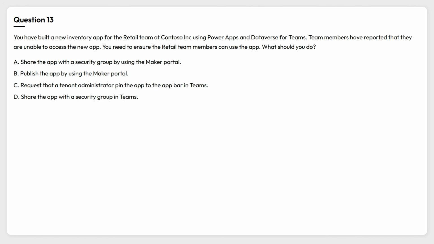Share the app with a security group by using the Maker portal. Option B. Publish the app by using the Maker portal. Option C. Request that a tenant administrator pin the app to the app bar in the team. Option D. Share the app with a security group in Teams.